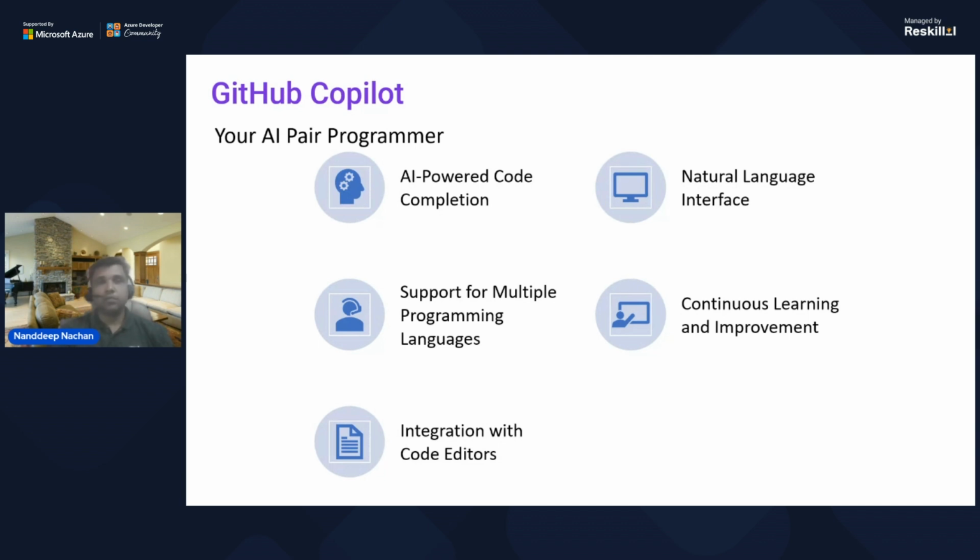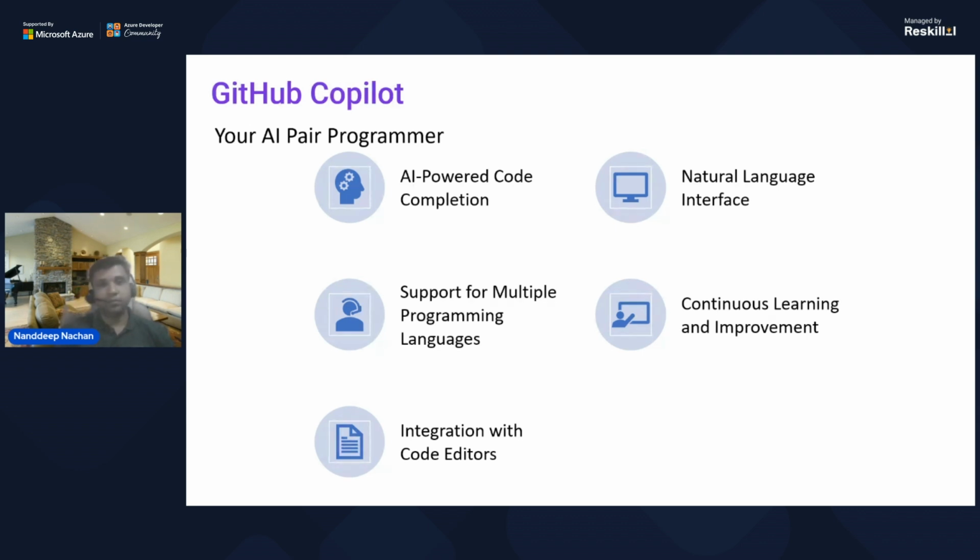GitHub Copilot integrates seamlessly with various popular code editors like Visual Studio Code, Visual Studio, and many more. It enables developers to access its suggestions directly within their coding environment. As a developer, when we interact with Copilot, we are providing feedback and corrections, and the GitHub Copilot tool can then learn and improve over time. So it is becoming increasingly adept at providing helpful and accurate suggestions.